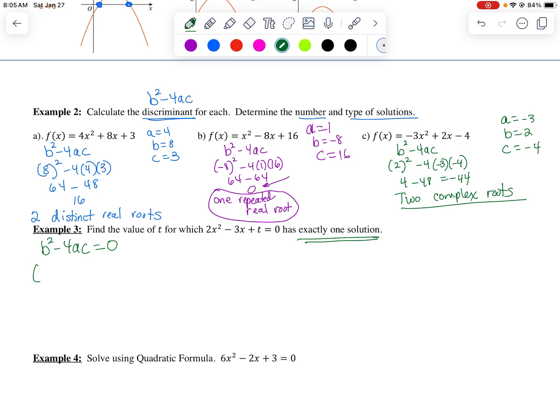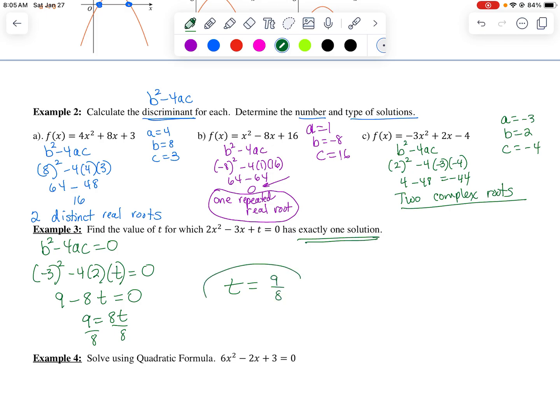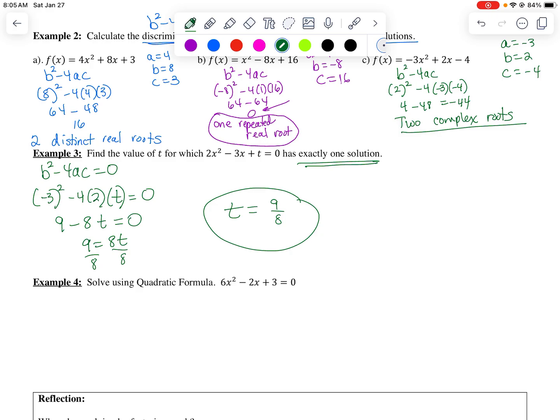So my B is -3, the A is 2, and my C is t, okay? So that's a little weird. So I get 9 minus 8t equals 0. I'm going to add 8t to both sides to make it positive, and then divide by 8. So t is 9/8. So do you see, we just took one step, and then we figured it out. So super cool, super cool.